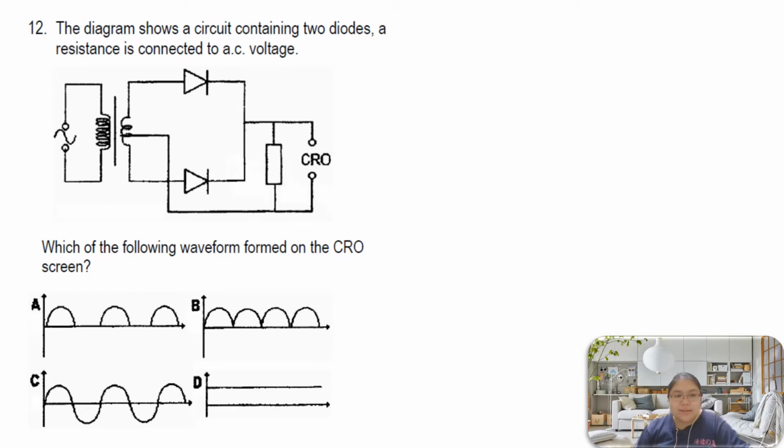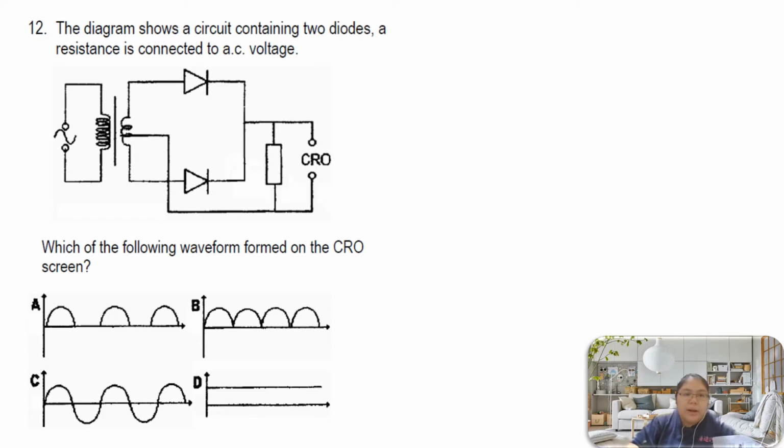Okay, let's see question 12. They show a circuit containing two diodes using a transformer. The transformer is using alternating current voltage. From here we can see which of the following is the waveform from the CRO screen. So from here we see how the current flows through. We're going to see the first part.